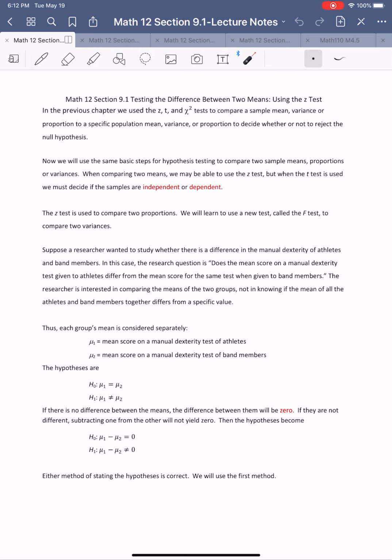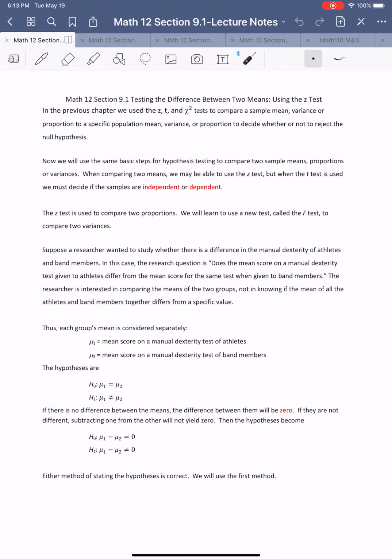When comparing two means, we may be able to use a z-test, but where the t-test is used, we must decide if the samples are independent or dependent. The z-test is used to compare two proportions. We will also learn to use a new test called the F-test to compare two variances.